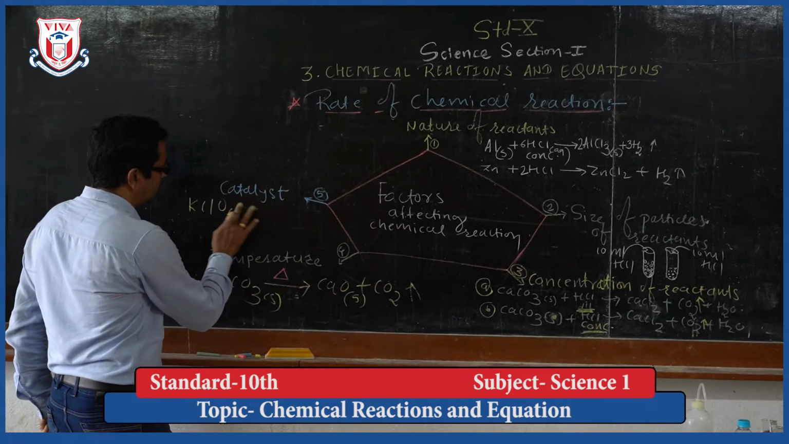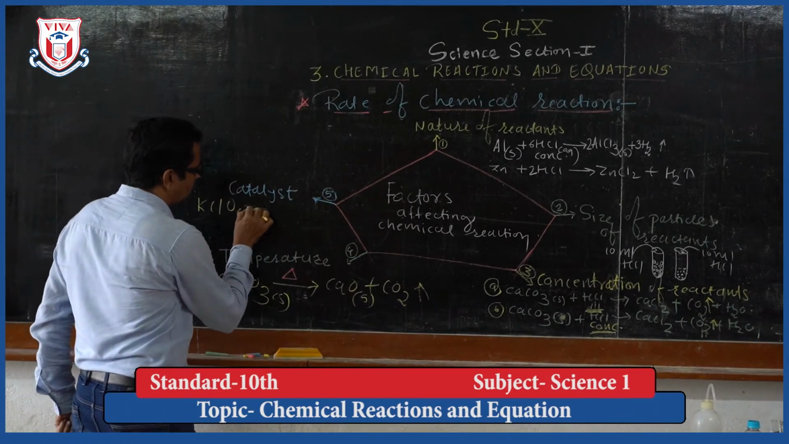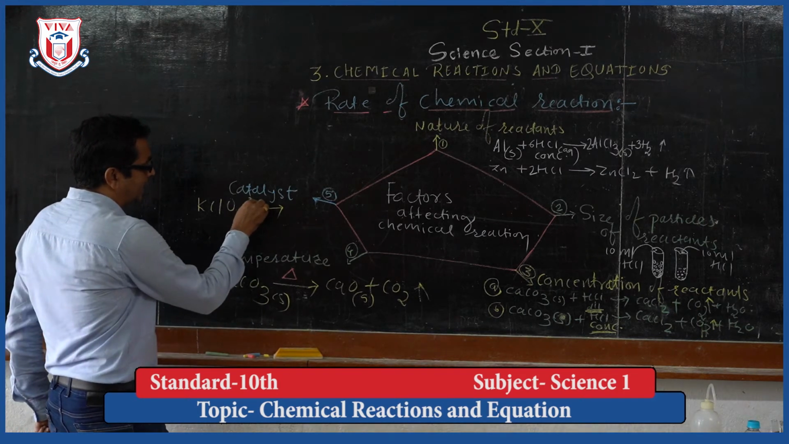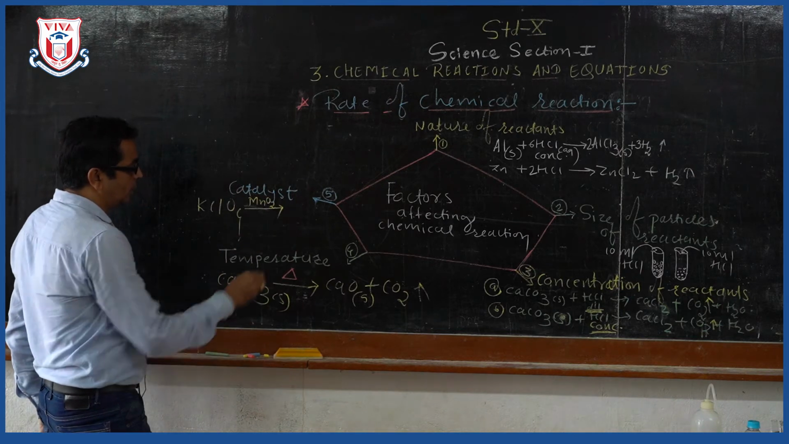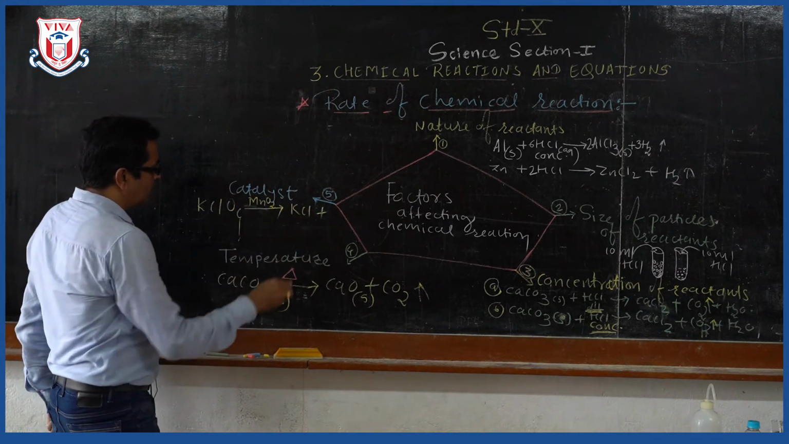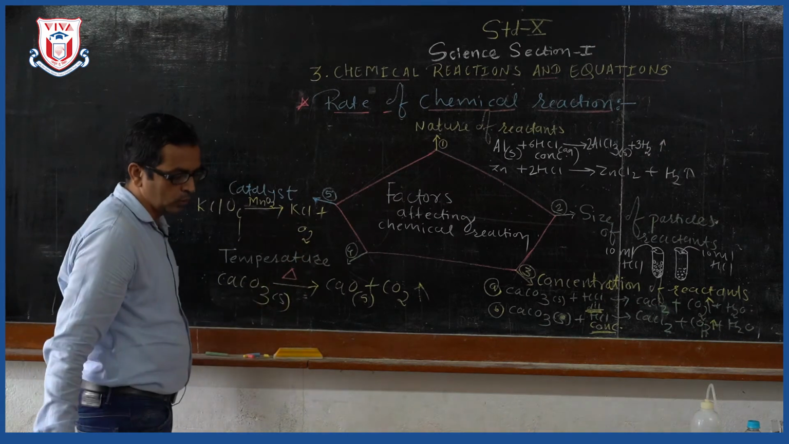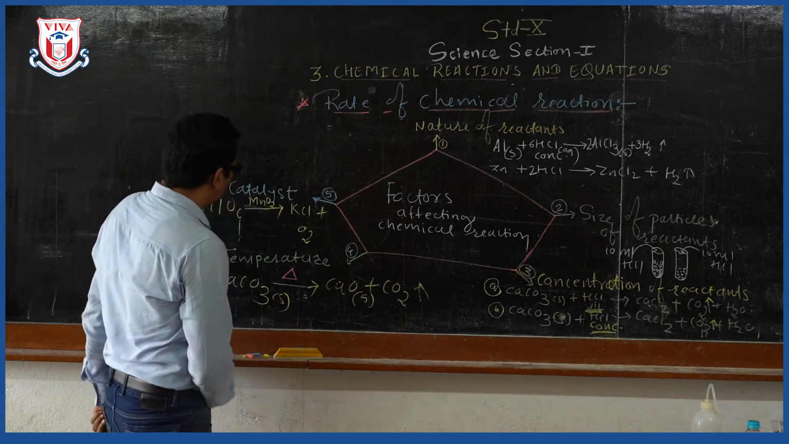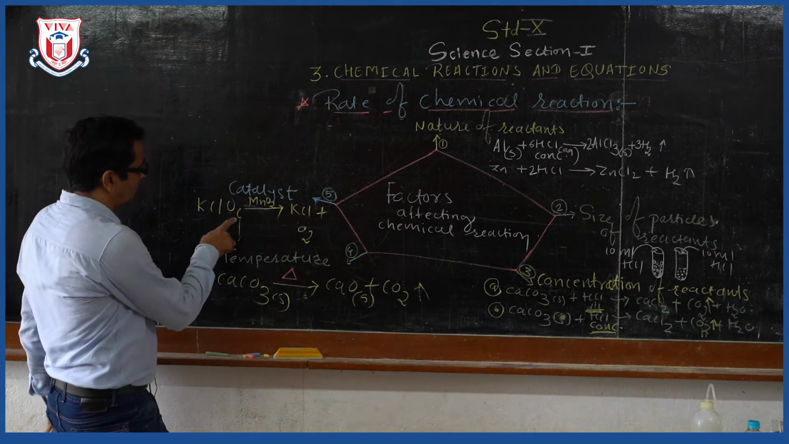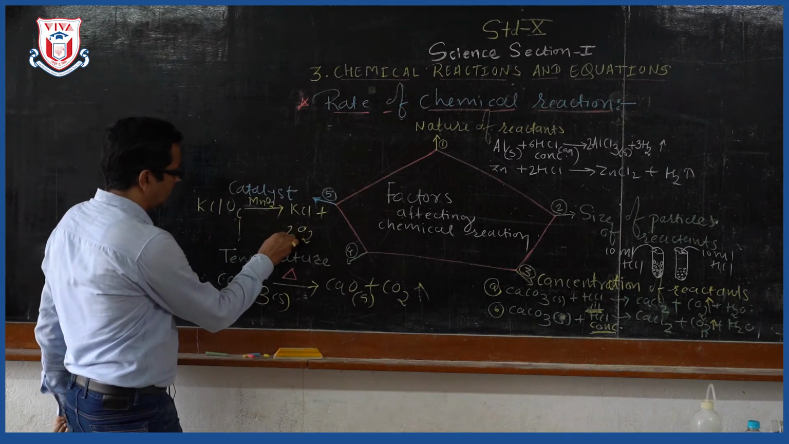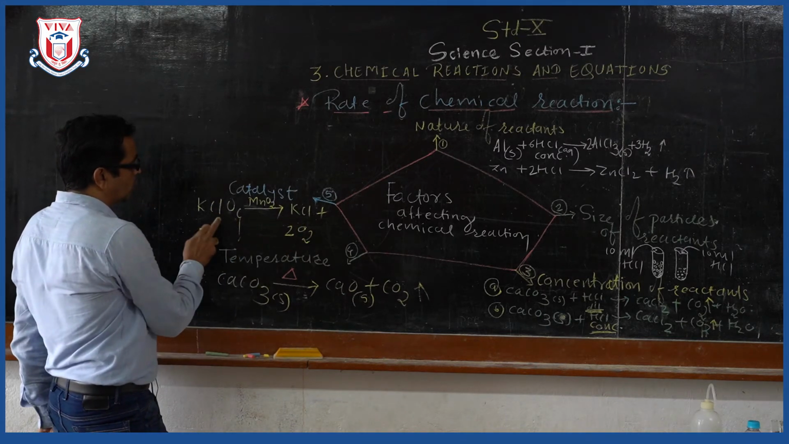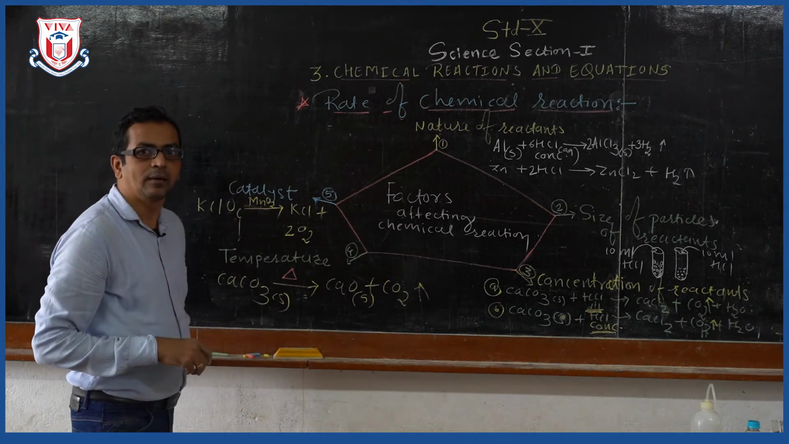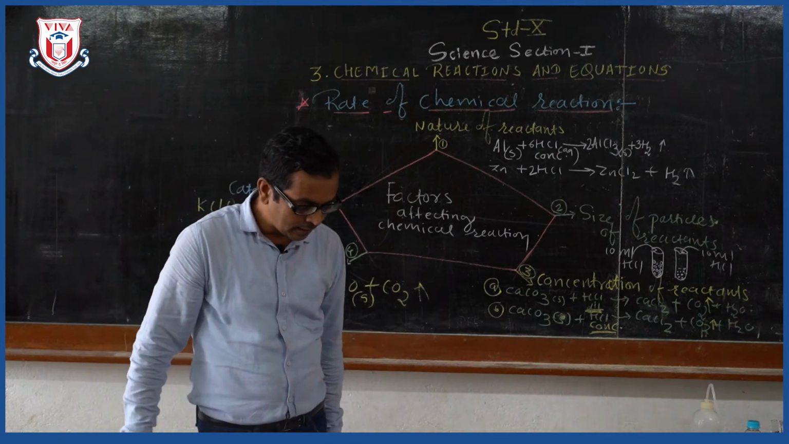KClO3, potassium chlorate. When potassium chlorate is heated with manganese dioxide, a black colored powder, you will get KCl plus O2, potassium chloride plus oxygen. You have to balance it. This is a 4, so multiply this by 2 and KCl by 2. So MnO2 is used as a catalyst which speeds up the reaction.